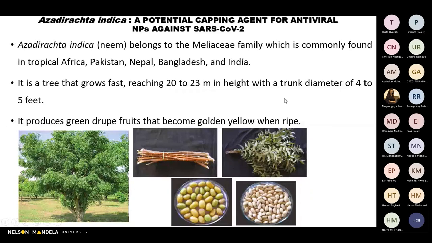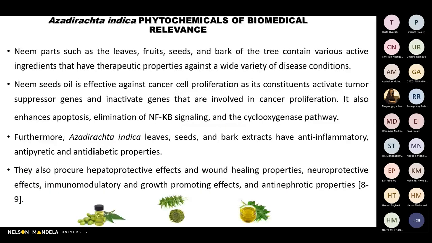Neem parts such as the leaves, the fruit, the seeds, and the bark contain various active ingredients that have therapeutic properties against a wide variety of disease conditions. For instance, neem seed oil is effective against cancer cell proliferation, as its constituents activate tumor suppressor genes and inactivate genes that are involved in cancer proliferation. It also enhances apoptosis and eliminates the NF-kB signaling pathway and the cyclooxygenase pathway. Furthermore, Azadirachta indica leaves, seeds, and bark extract have anti-inflammatory, antipyretic, and anti-diabetic properties. They also produce hepatoprotective effects, have wound healing properties, and display immunomodulatory and growth promoting effects, as well as anti-nephrotic activities.